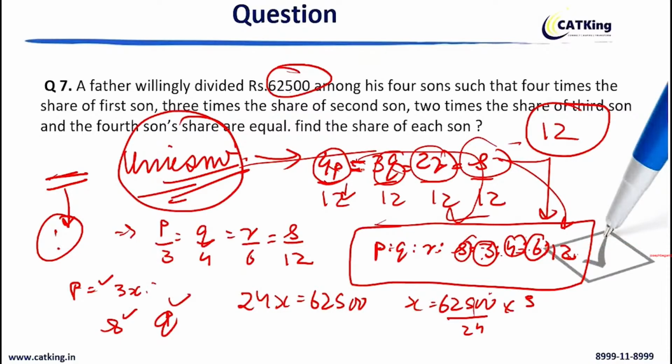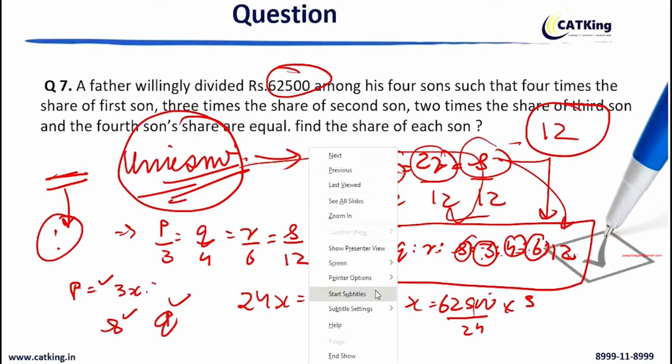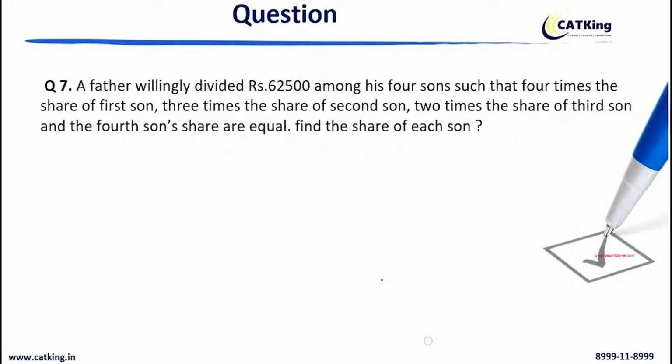So what is the key takeaway from this question? Barring the calculation, the key takeaway of this question is, whenever there is an equal to sign given, how you can convert it to the ratio sign and how to use it. This was the key concept.